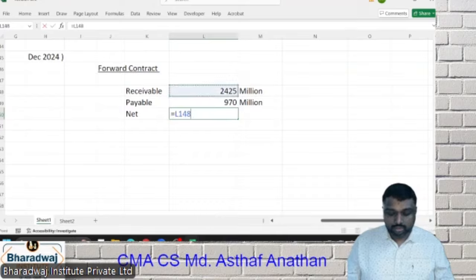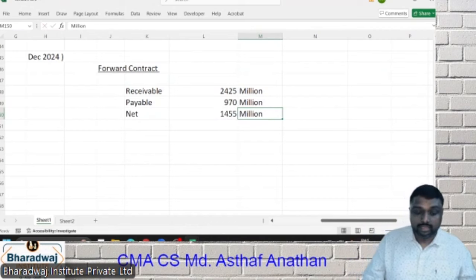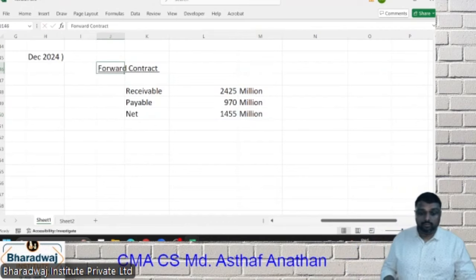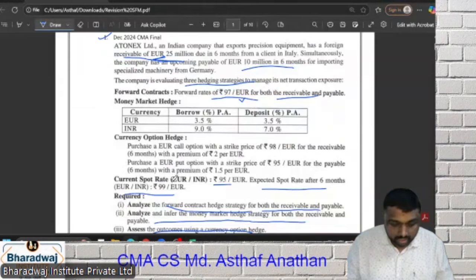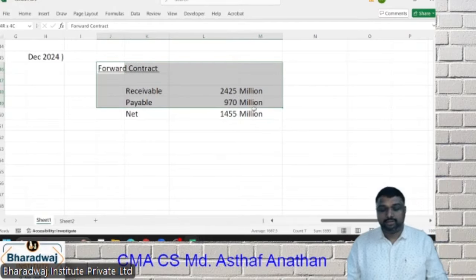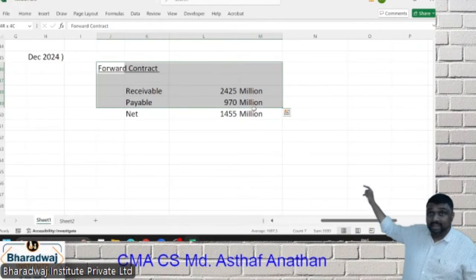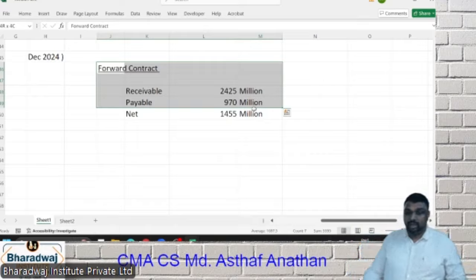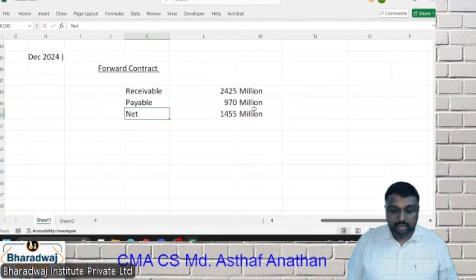This is actually your exam perspective. If you are writing, this is the first part; you have to write it not this way. They're asking to analyze forward for both receivable and payable, so up to this only will come in the first part. I am doing net here, but you have to do that finally. Shall we discuss the shortcut method or the exam perspective steps? In the exam, the net you have to do later. So this is the only step.